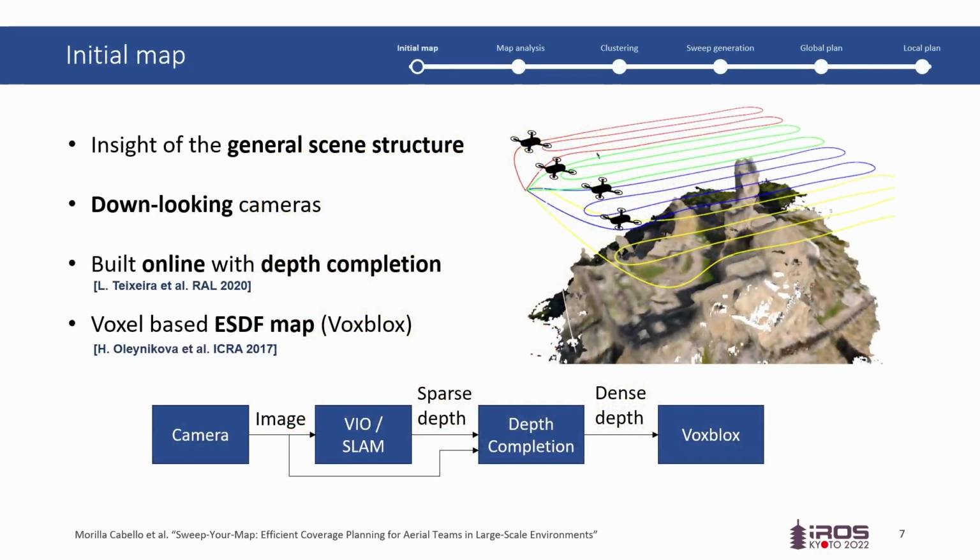First, inspired by offline methods, we acquire an initial map to obtain an insight into the overall structure of the scene. We assume overhead flights with down-looking cameras. As opposed to offline methods, we build a dense map online using depth completion, which takes a sparse depth input coming from a SLAM system or a LiDAR and estimates per-pixel depth on the image. We then introduce the depth estimates into an ESDF map.